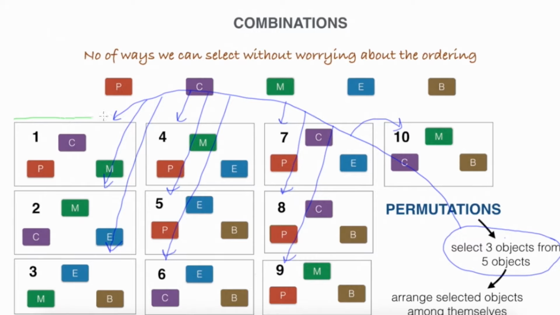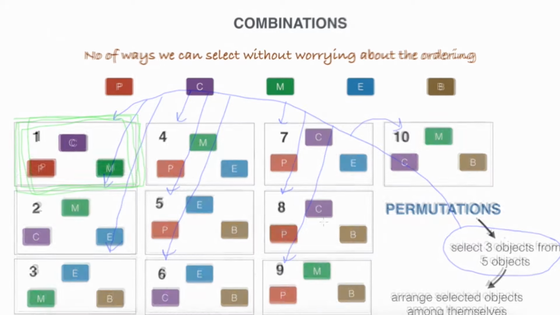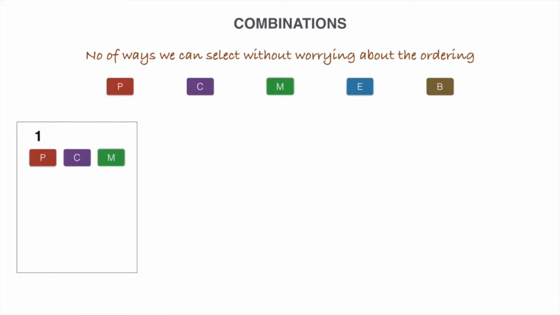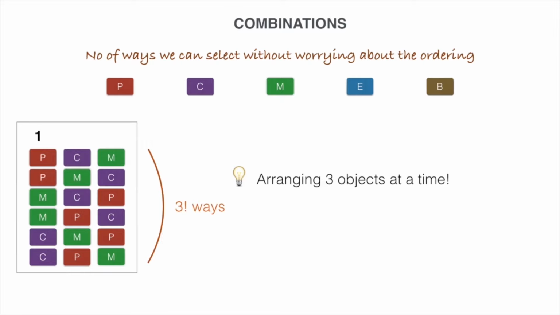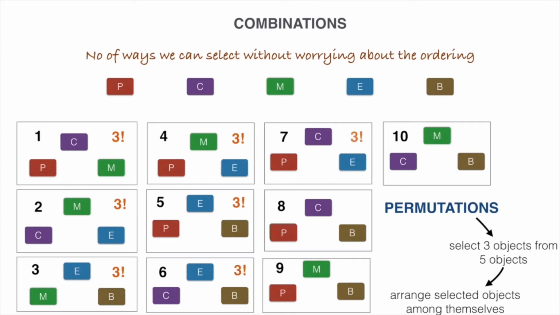Let us have a look at the first combination, which consists of physics, chemistry, and maths. I can arrange the books in the order physics, chemistry, maths, or I can arrange it in order physics, maths, chemistry, or maths, chemistry, physics, and so on. I can have 6 such arrangements. But hey, isn't this the same as arranging 3 objects all at a time? That can be done in 3 factorial ways. In fact, this will be true for all the 10 combinations we saw previously.